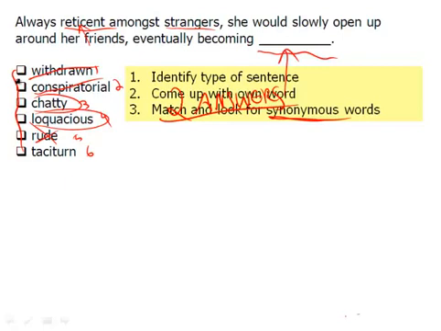Taciturn is the opposite. Notice that withdrawn and taciturn are synonyms, but they're the opposite. So just because you have 2 synonyms in sentence equivalence, doesn't mean those 2 synonyms are the answers. Of course, they both have to make sense of the blank, and so we have loquacious again and chatty.